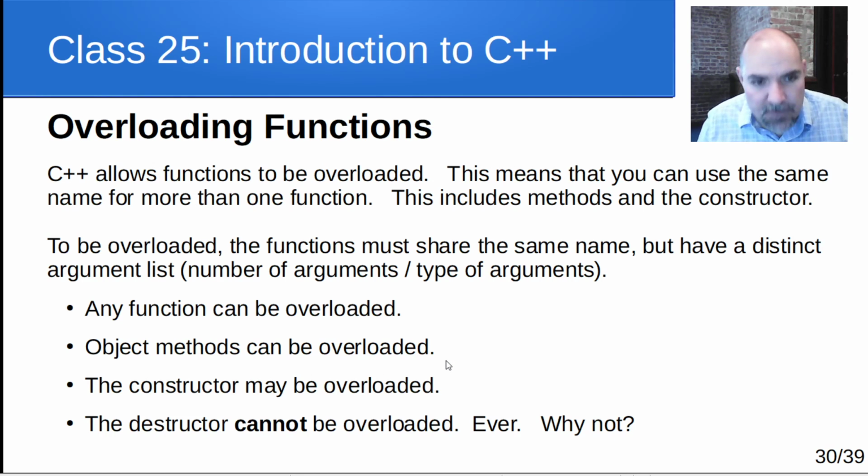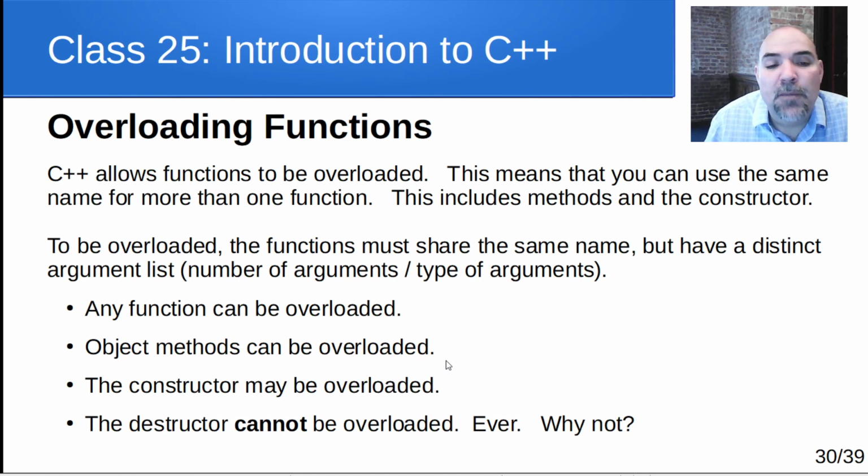Okay, overloading functions. C++ allows any function to be overloaded. And basically what overloading means is you can use the same name for more than one function. And that includes methods and the constructor as well. To be overloaded, the functions have to share the same name. So for example, I could make a function called print. And I could have a version that I pass an integer to. I could have a version I pass a character pointer or a string to. I can make a version that I pass a float to. I can make a version that I pass 2 ints to. So I can make different versions of that same function that have the same name.